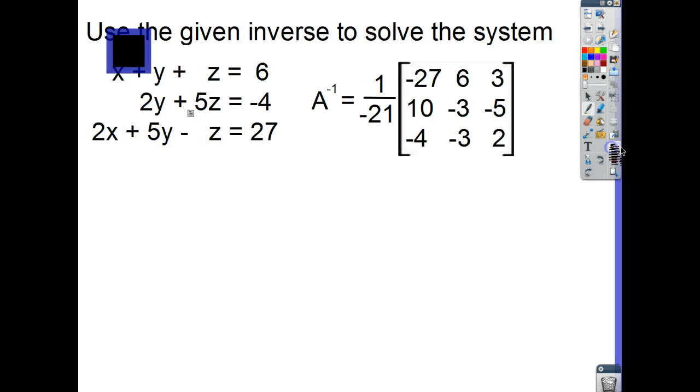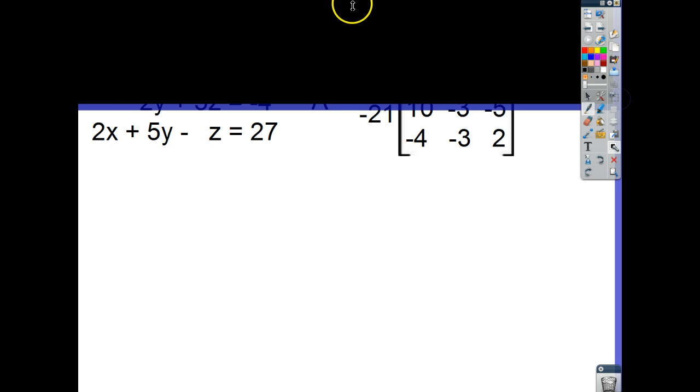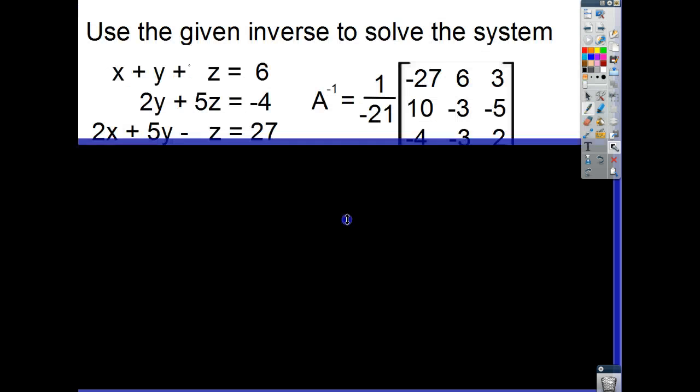Okay, not sure why this comes up that way, but it's been a pain in the neck all day here. Let's move this down real quick. All right, now we can see it.